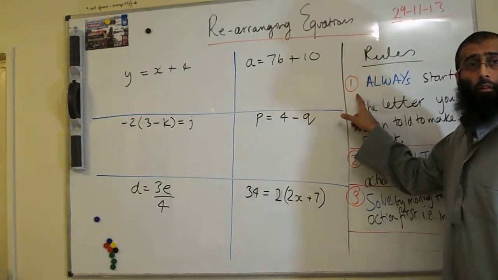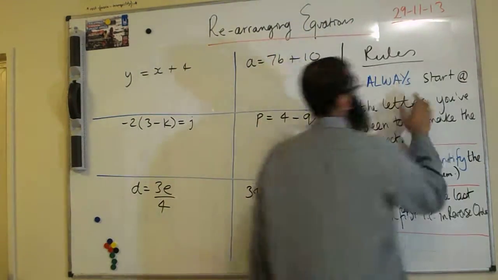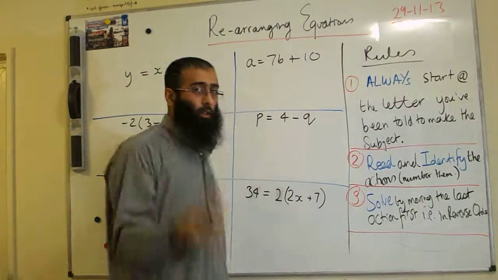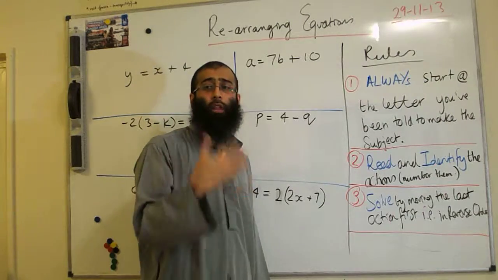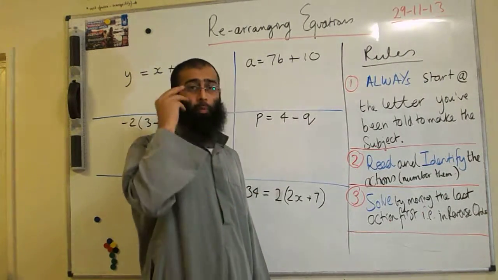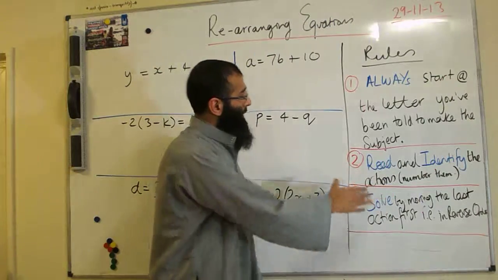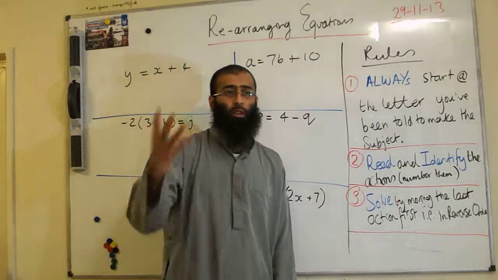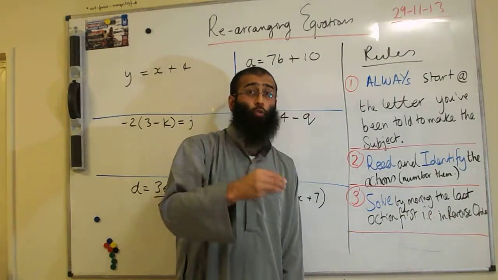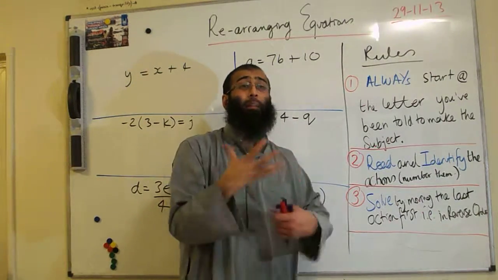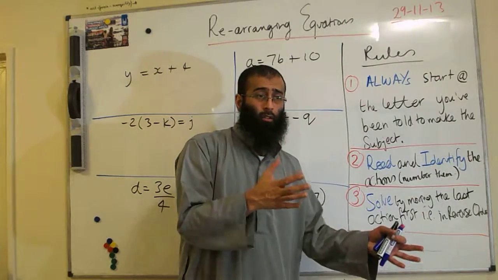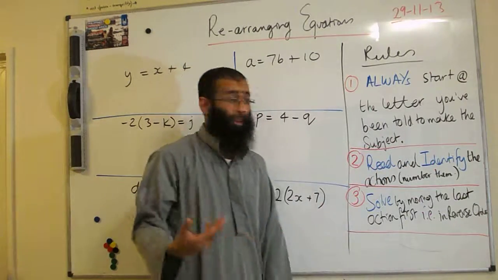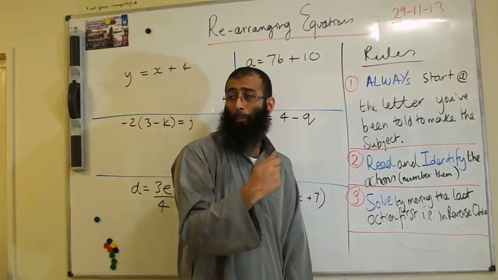Number 1: always start at the letter you've been told to make the subject. Whether it's an A or an X or an M or a D, you start by looking at that part first. Then it goes: read and identify the actions, very important. We read the equation from the letter they've told you to make the subject and see what's being done to it. What was the first action done to it, second, third, fourth and so on. So read and identify. Identify I mean by numbering it, so you have to label it up.